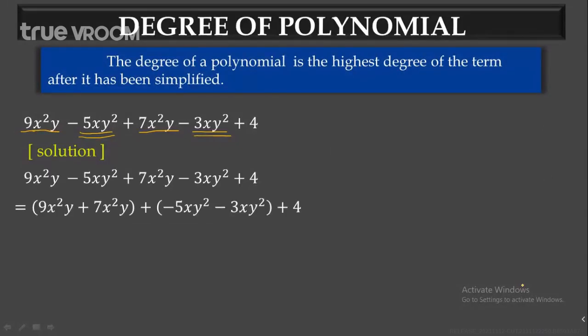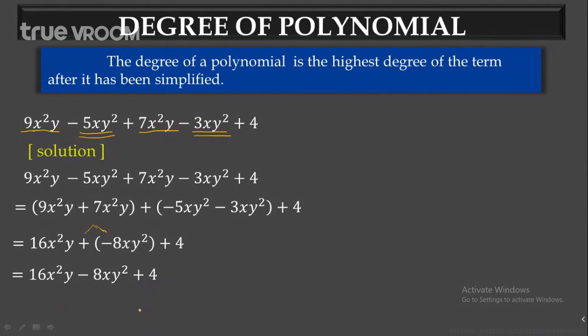So first, we are going to combine like terms. So 9 and 7, you are going to add these. Negative 5 and negative 3, you are going to combine these two terms and leave the constant. What is 9 plus 7? 16. Very good. What is negative 5 plus negative 3? Negative 8. Very good. Positive times negative is? Negative. All right.